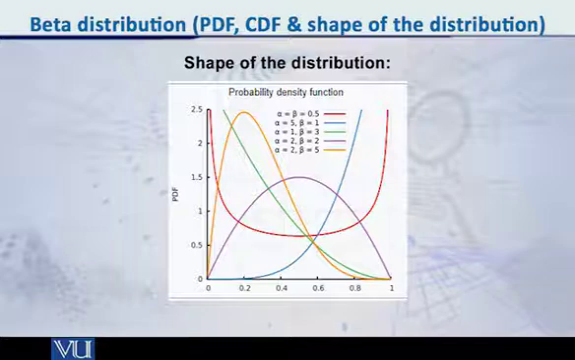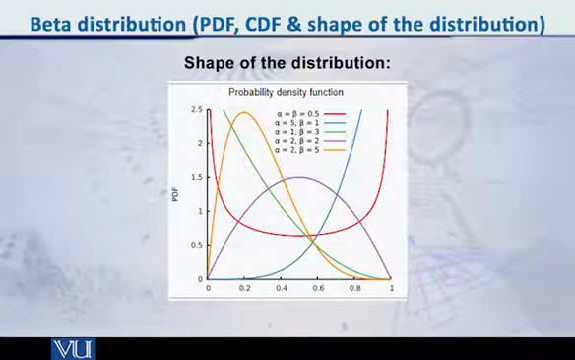When alpha is equal to 2 and beta is equal to 2, it is a unimodal, like a symmetric distribution, but not the normal distribution. Because for the normal distribution, as you know, it is like a bell. But here it is like an inverted cup, I suppose you can say that.